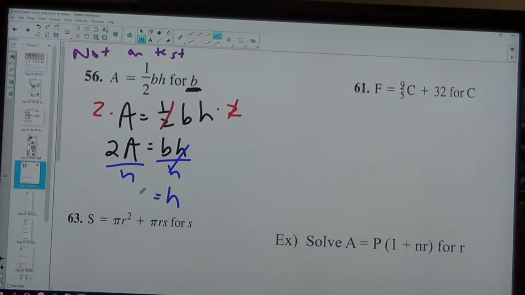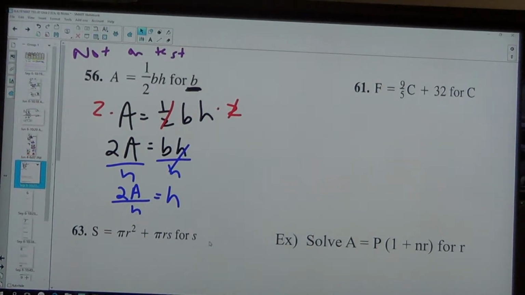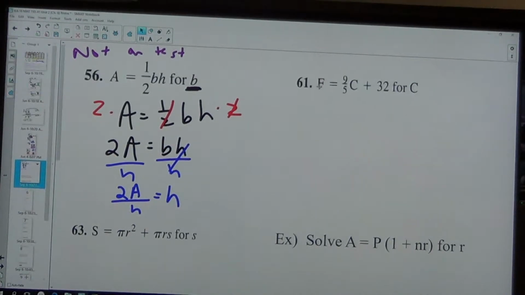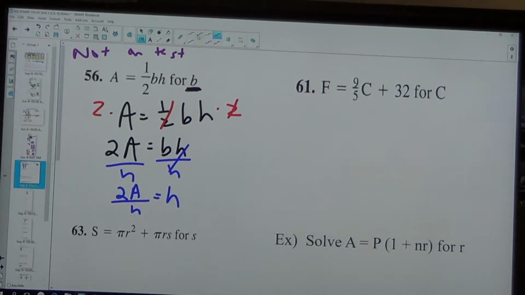So B is going to equal 2 capital A over H. Two big A over H equals, that should be a B on the back, my bad. We were solving for B.